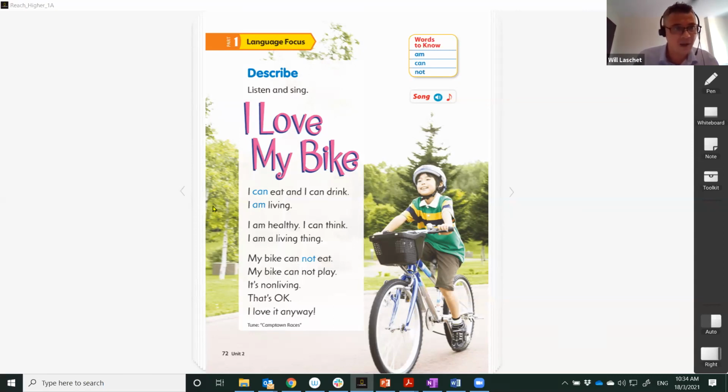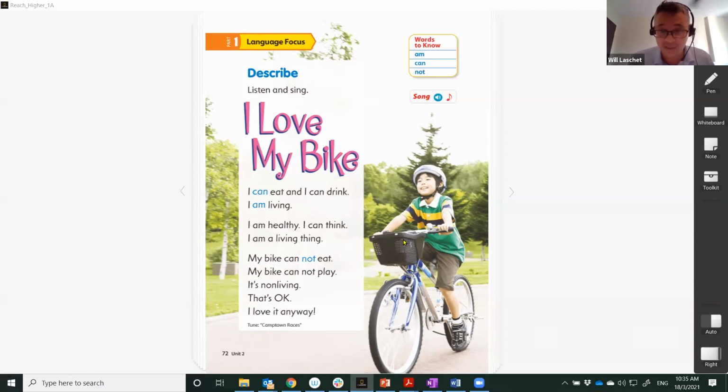Do you have a bike? Do any of you like cycling? Do you love your bike? I have a bike and my daughter absolutely loves going on it. I've got a little seat on the back and she absolutely loves going on the back of the bike. So we're going to sing a song about a bike, but before we do, we're going to do a few activities.